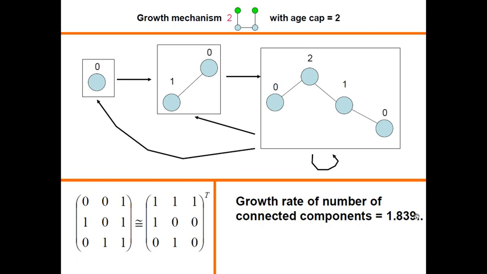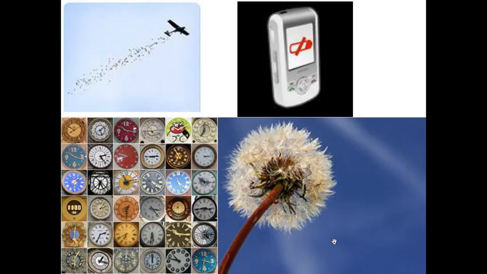Anyway, the asymptotic growth rate of the number of connected components is just given by this number here, and this is a kind of generalization of the golden ratio. It's the growth rate of generalized Fibonacci numbers. Anyway, so that's a little bit about these systems here, which have these age caps. So that's one way that you can introduce mortality into these kinds of systems.